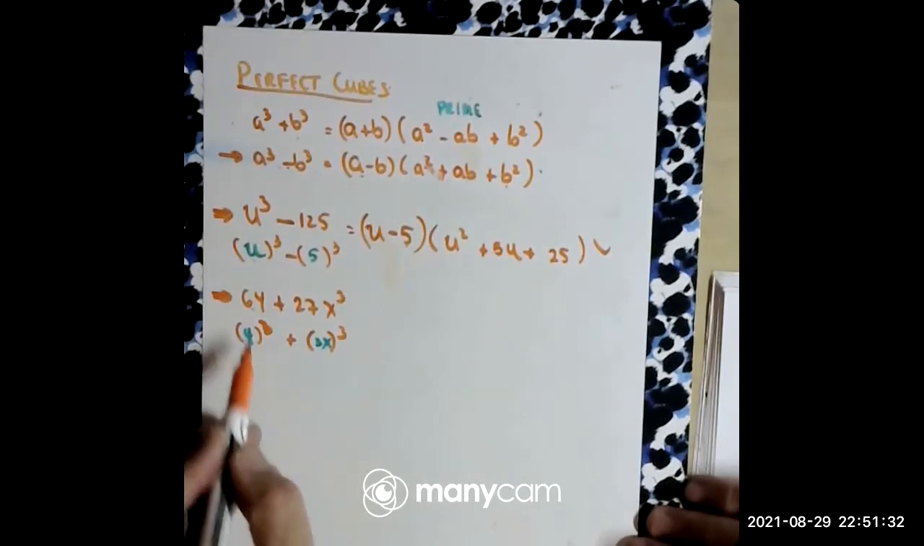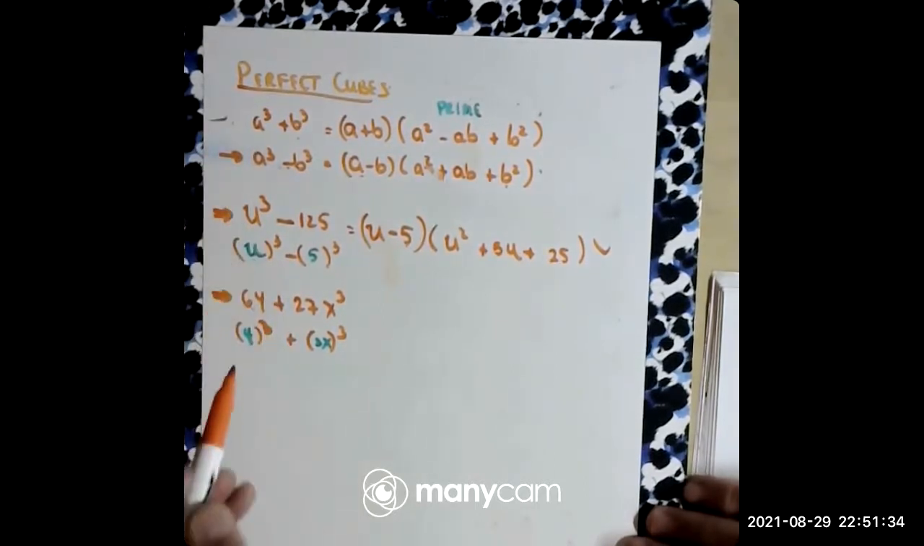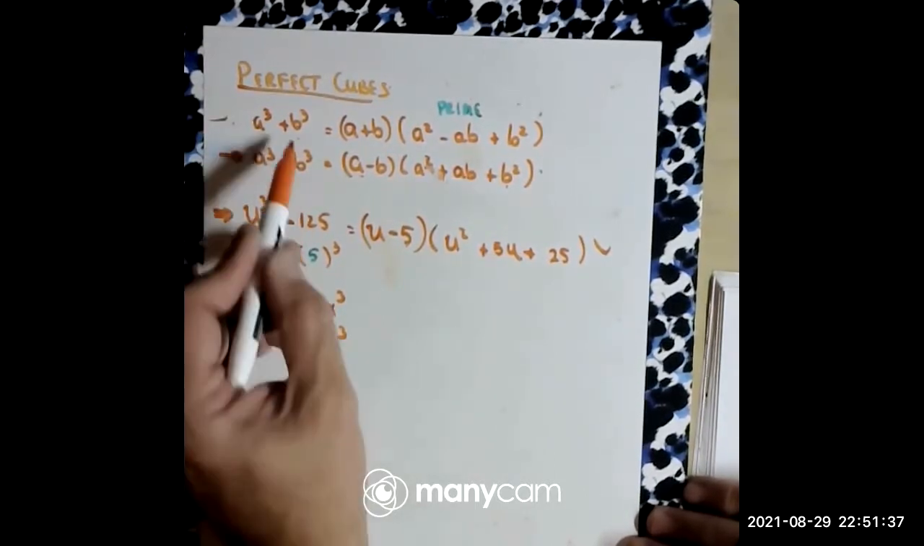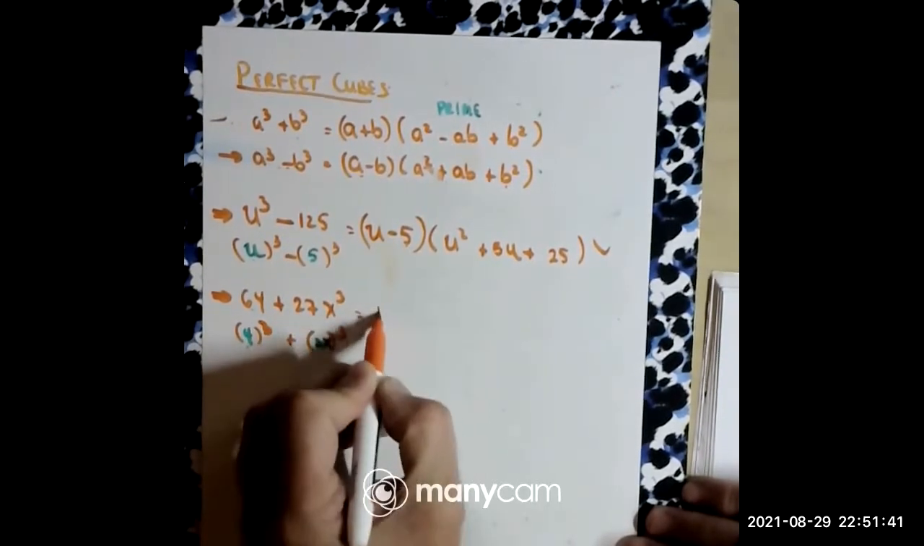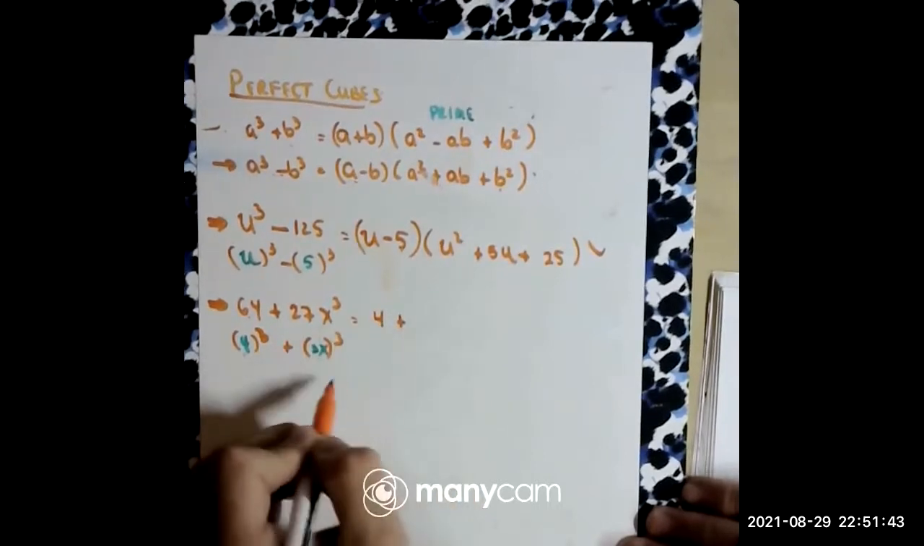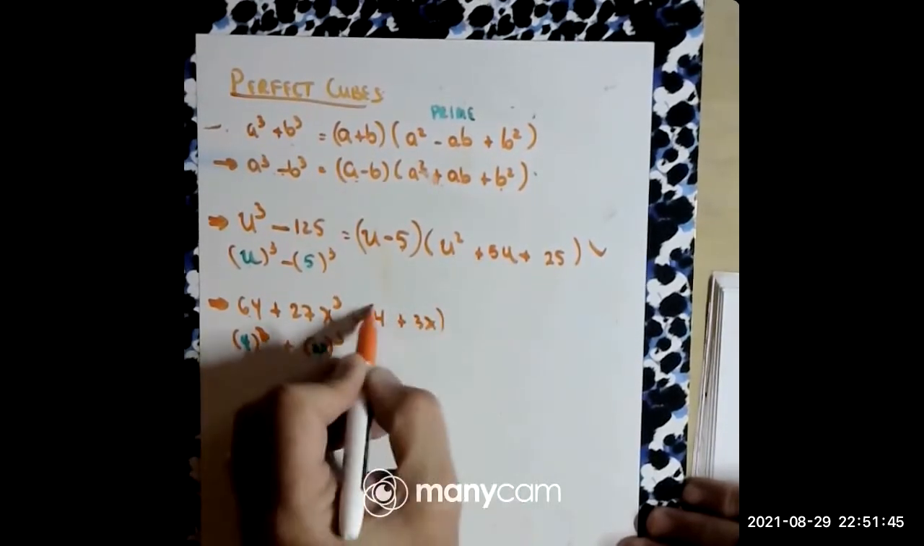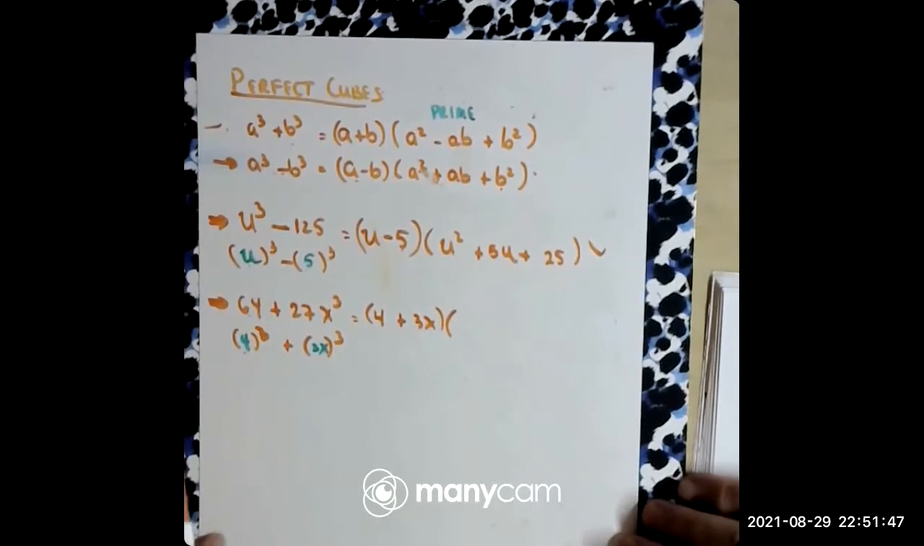So now we have our cubes, this is plus, so we follow the first pattern. a will be 4, and b will be 3x. Okay, so that's it. It's a plus b, 4 plus 3x. Perfect. So that's the toughest part. Now we follow the pattern.